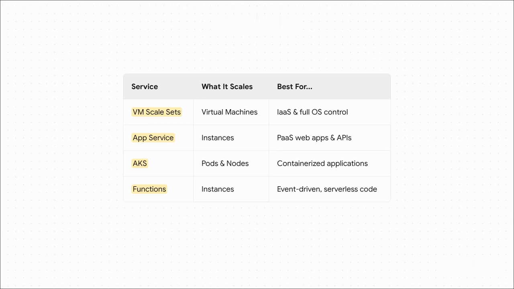And here are our 4 contenders. We've got VM scale sets for when you want total control over the whole machine. Then there's App Service, perfect for websites and APIs. We have AKS, the king of containers, and finally, Azure Functions for that sleek, serverless approach. Each one tackles scaling in a totally different way.